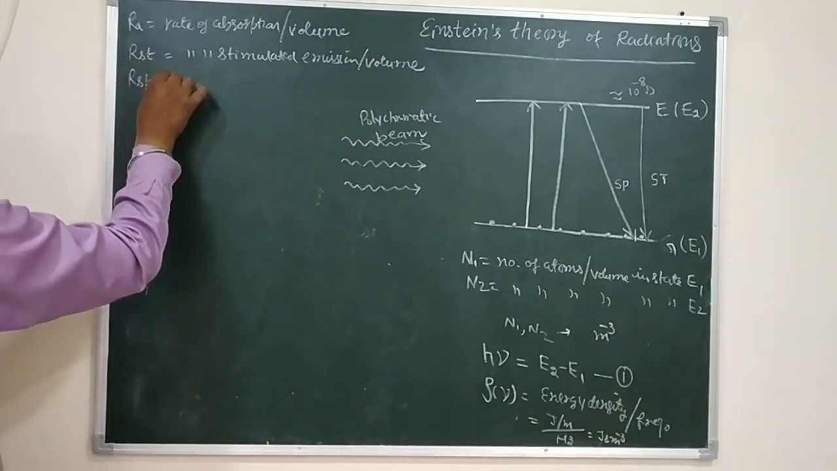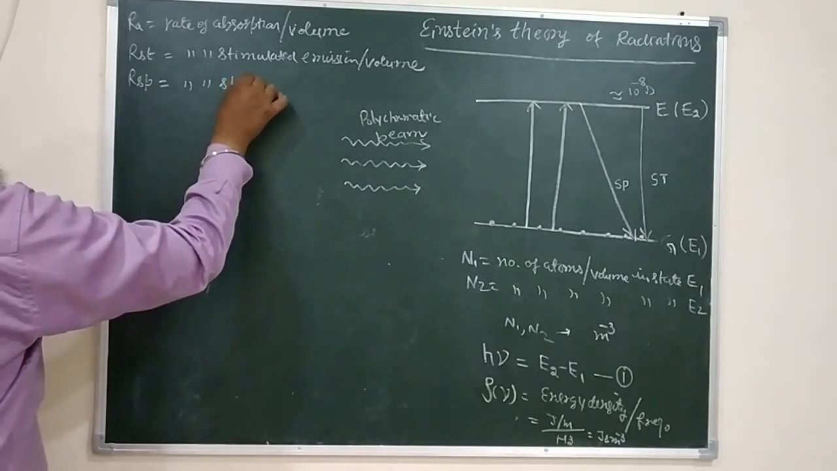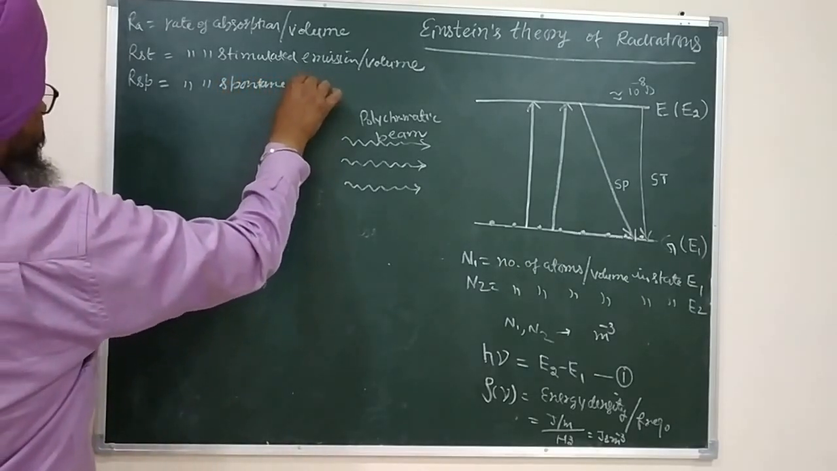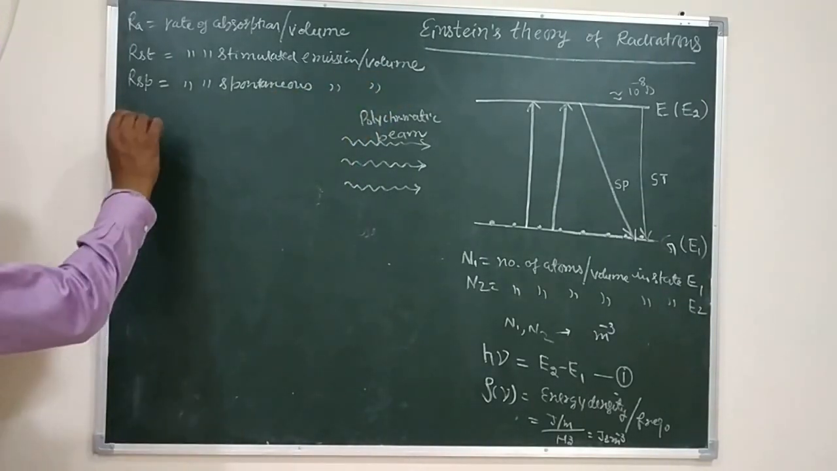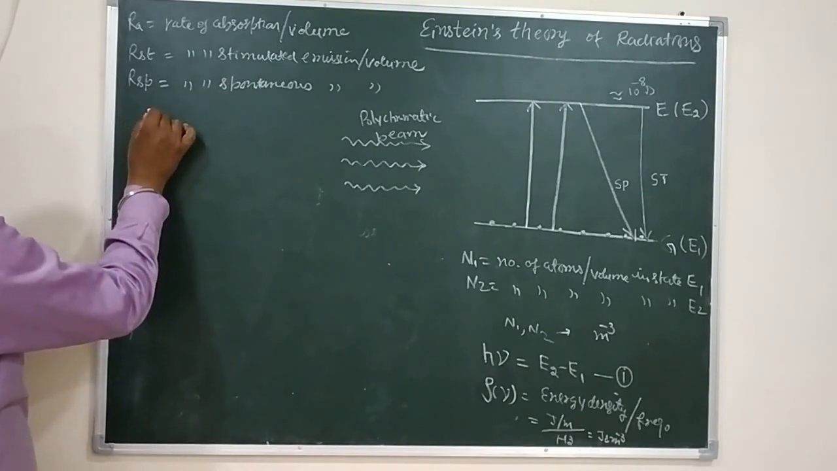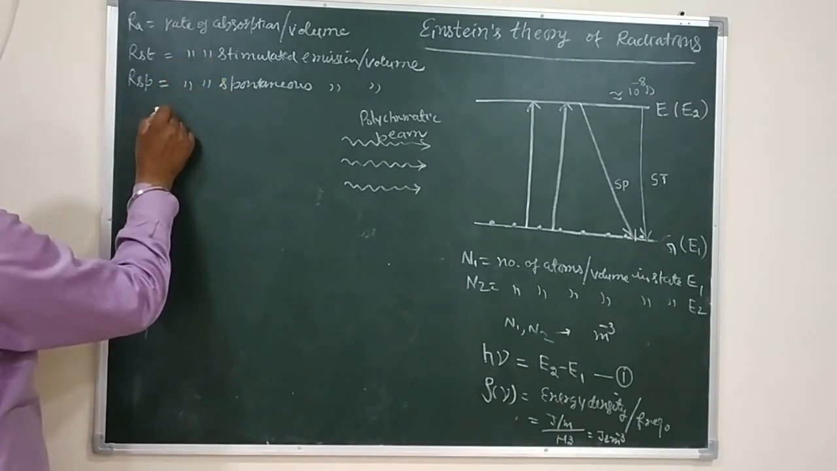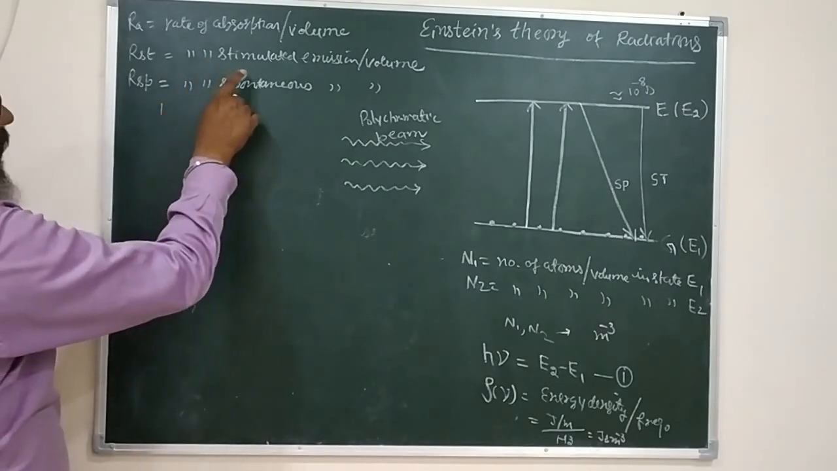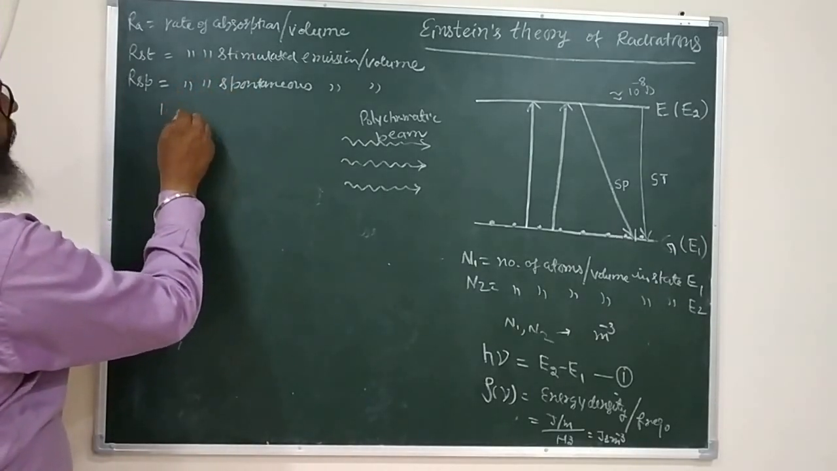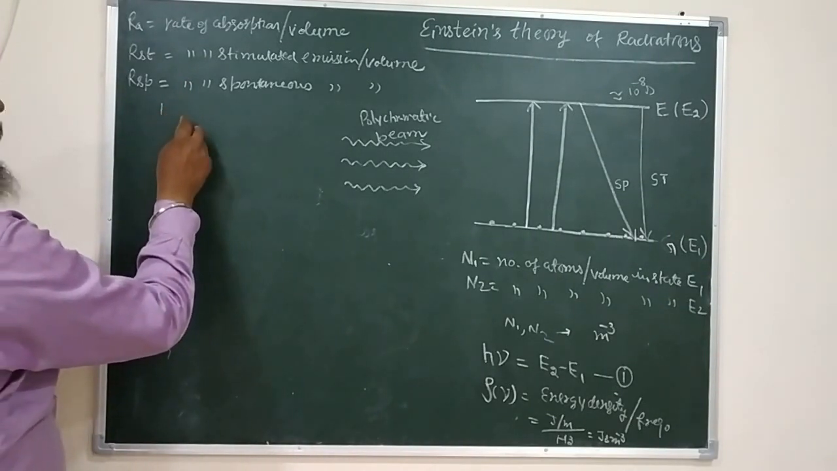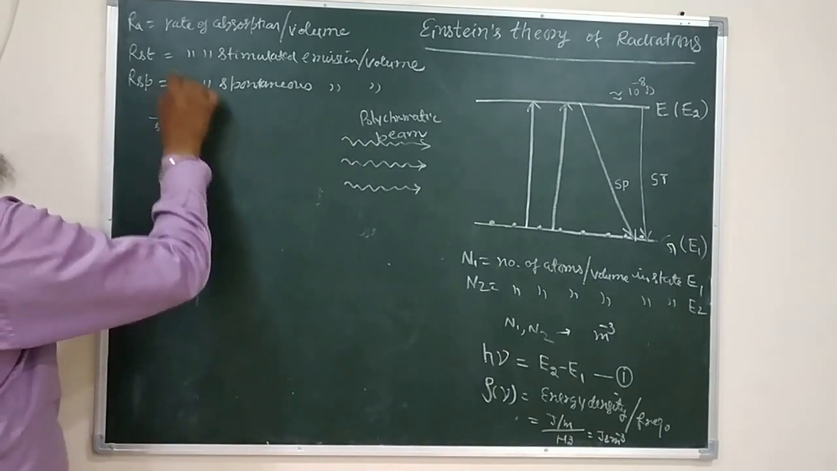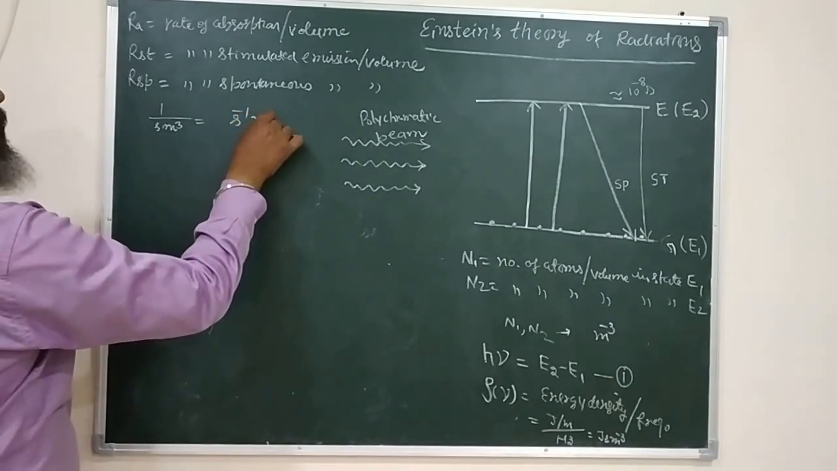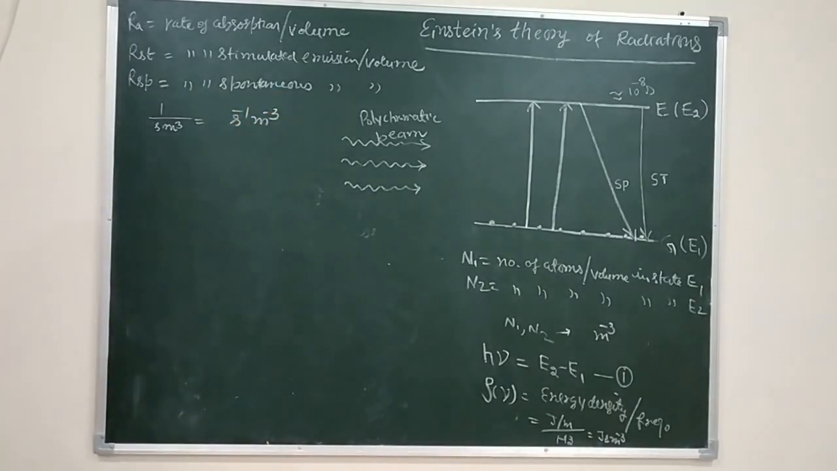Rsp is the rate of spontaneous emission per unit volume of the sample. All these three will have the same unit, since each is a rate: the rate of absorption is the number of photons absorbed per unit second per unit volume. So the unit of all these three rates will be second inverse and meter raised to power minus 3.